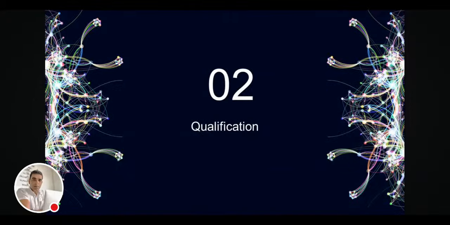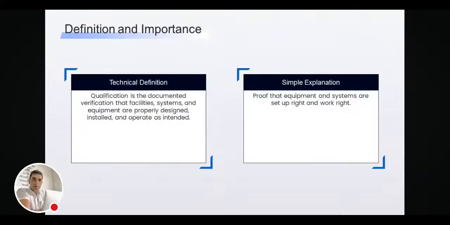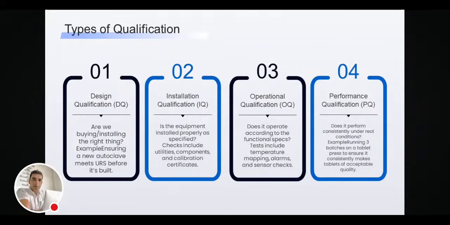Let's now zoom in on qualification. Technical definition: Qualification is the documented verification that facilities, systems, and equipment are properly designed, installed, and operate as intended. In simple words, it's proof that your equipment and systems are set up right and work right. Let's have a look at the types of qualification.